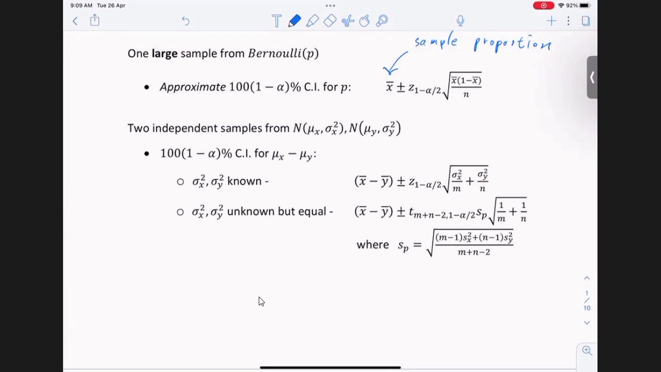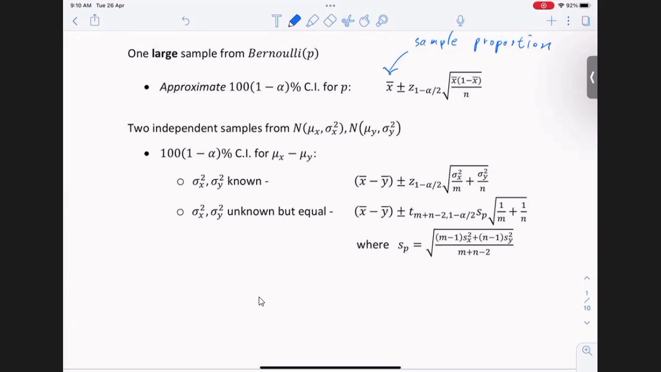When they are unknown, but you believe that they are the same. You have two populations with unknown population variance, but we assume that these variances are actually the same. Then the confidence interval for the difference will be computed using the sample counterpart, the difference in the sample means, plus minus, this time, a T quantile. But the degree of freedom here combines the degrees of freedom of the two samples. So we have the sample sizes added together minus 2.